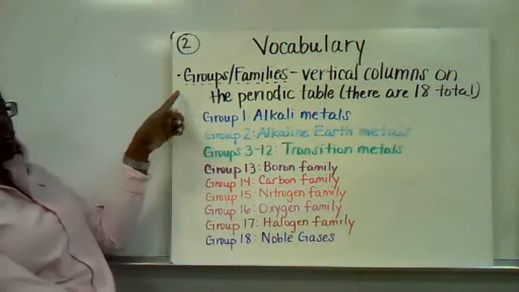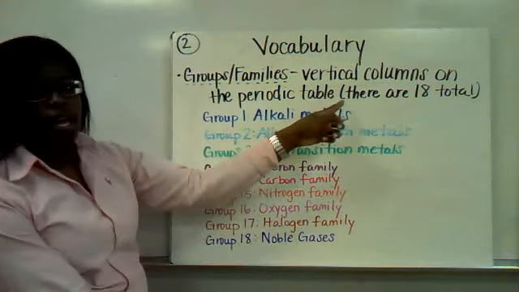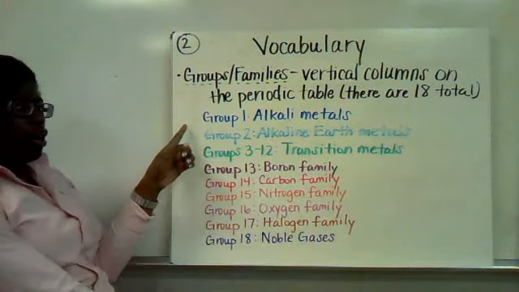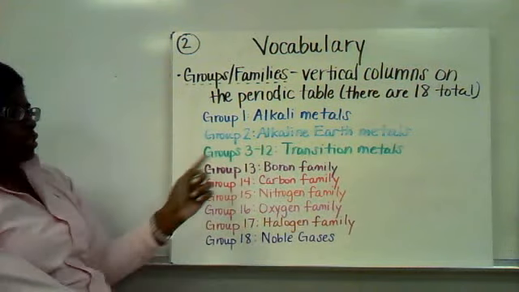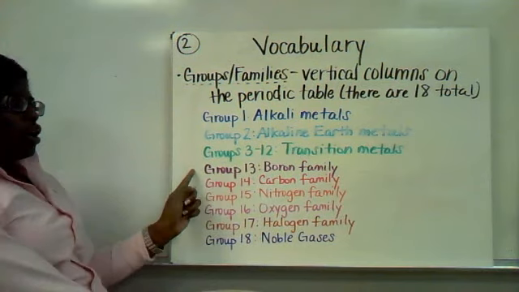So, starting with our vocabulary, groups or families are vertical columns on the periodic table. There are 18 total. Group 1 are your alkali metals. Group 2 is known as your alkaline earth metals. Groups 3 through 12 are your transition metals. Group 13 is the boron family. Group 14 is the carbon family.